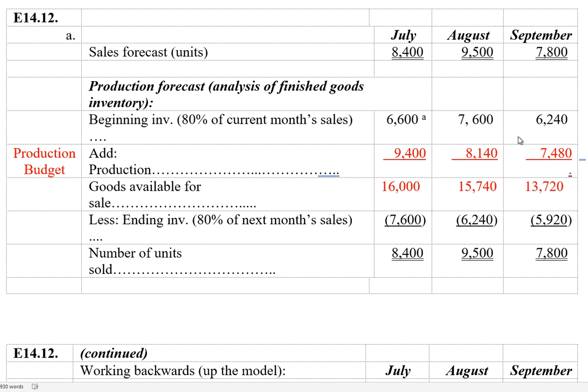So we could do the same thing for September. We move this ending inventory as beginning inventory. We take these two figures and add them up and get this, and then we subtract out the beginning inventory to get the production amount.